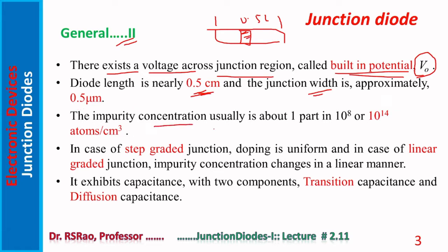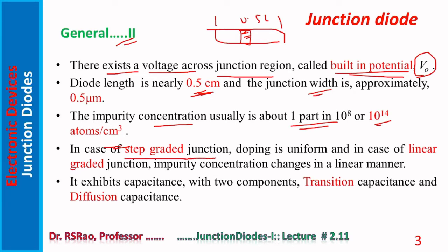The impurity concentration is usually 1 part in 10 power 8 or 10 power 14 atoms per cm cube. 1 part in 10 power 8. This is one way of mentioning impurity concentration. Another way is 10 power 14 impurity atoms per cm cube. This is another way of mentioning impurity concentration. Both mean same. 1 part in 10 power 8 is same as 10 power 14 impurity atoms per cm cube.